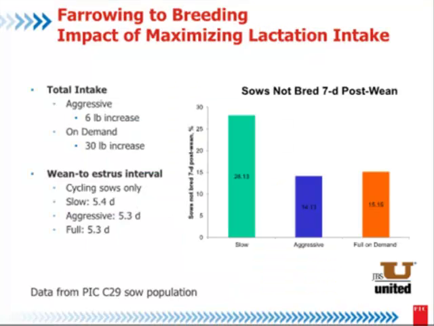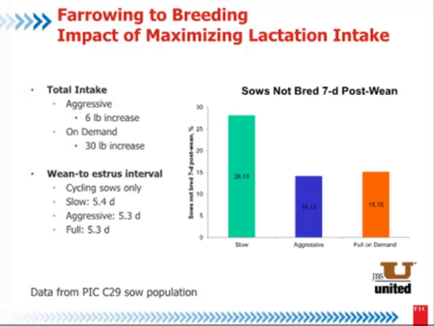Moving a bit from out of the gilt development and back into the breeding herd itself, there's been a lot of work done looking at the impact of maximizing lactation intake and ultimately the positive role that it can have on decreasing the incidence of reproductive failure and having animals getting culled out of the sow herd.